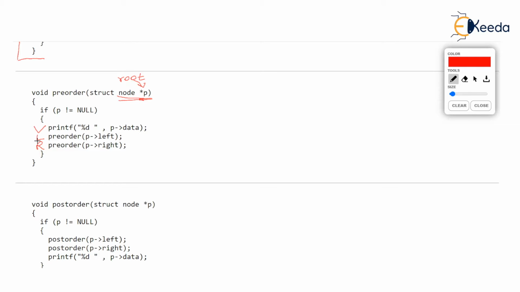But how do you jump to the left branch? Call pre-order recursively. The same function is getting called with the left branch, P->left, and call the same function pre-order recursively with P->right. The same function pre-order is called with P->right, and then end the if and then end the function.